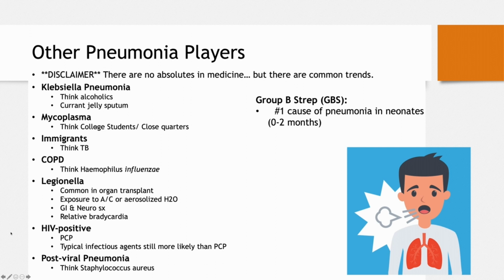For mycoplasma, remember we mentioned just briefly that it's usually close quarters, so college students, military. For TB, tuberculosis, it tends to be more immigrant status or patients that recently moved from other places, although that's not an absolute, like I mentioned. COPD patients tend to get H flu, so Haemophilus influenzae type pneumonias.